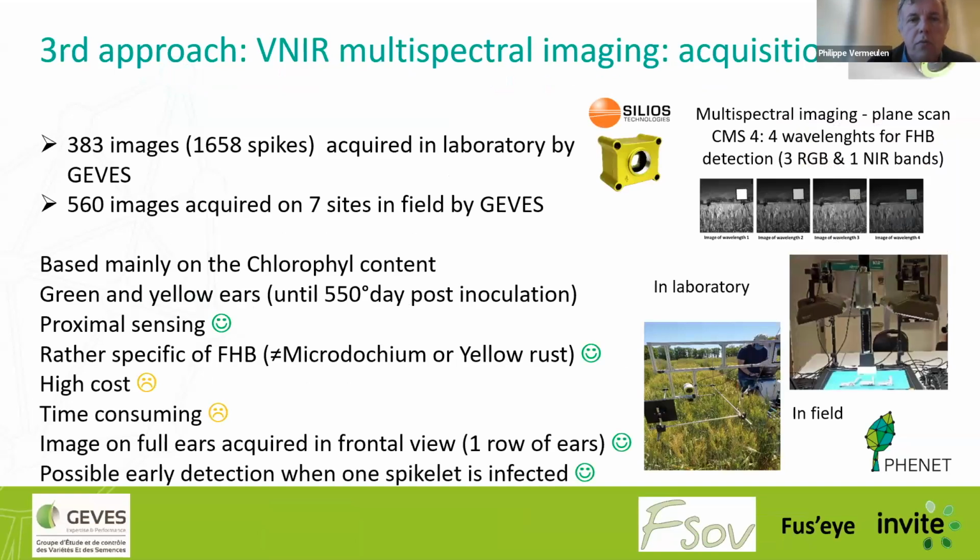The third approach concerns the visible-NIR multispectral imaging. It is something developed by JVS in France using a multispectral camera with 4 wavelengths, 3 in the RGB and 1 in the near-infrared wavelength range. And you can see here on the right different setups, showing a setup in the lab to take images of different ears, and the same camera used in the field with a different vector.